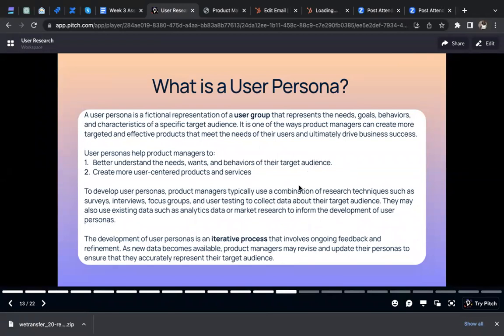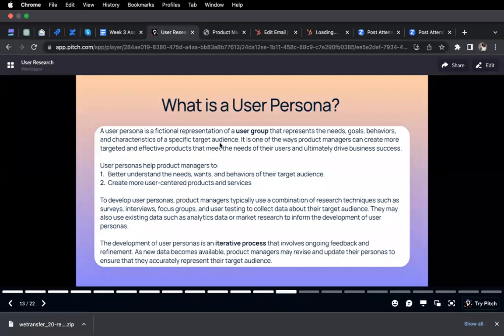So user personas help product managers to better understand the needs, wants, and behaviors of their target audience. For example, if A-food wants to do advertisements, imagine there is a tech summit in Ibadan. Where do you think A-food is going to be? Are they going to sponsor an event like that? They will be there because that is where their user personas are.